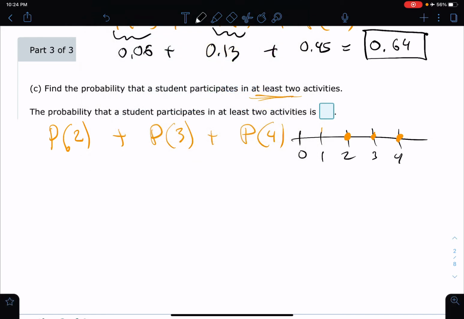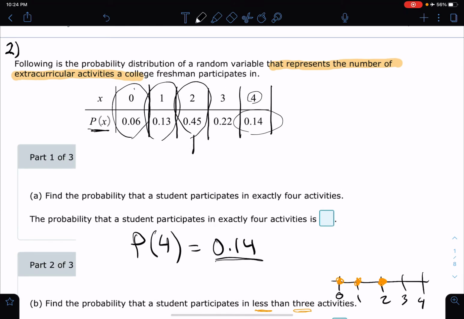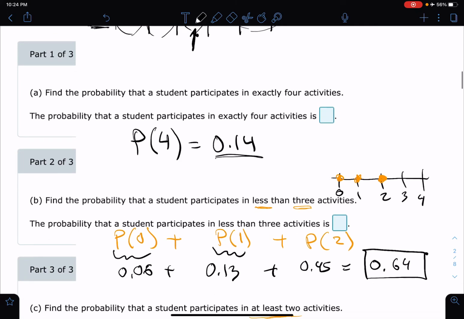So we've got that nice probability distribution that we can go back to. And when we go back to look at that, the probability of 2 is 0.45.